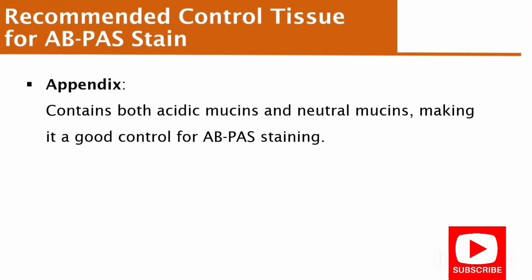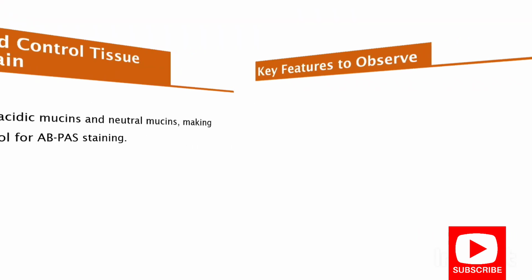Still in the recommendation, another sample can be appendix. The appendix contains both acidic mucin and neutral mucin. So it has two types of mucin, one acidic, one neutral, making it a good control for what? ABPAS. So the acidic mucin is going to be stained by the AB, while the neutral mucin is going to be stained by what? PAS. I hope that makes sense.